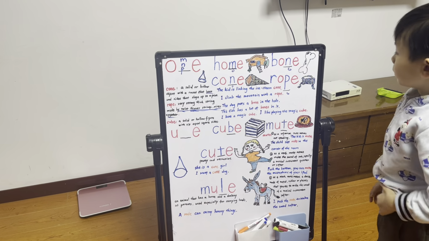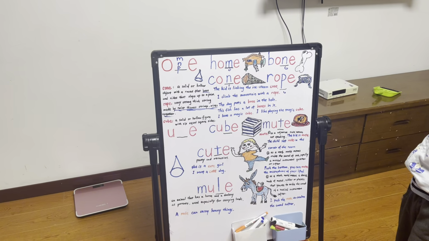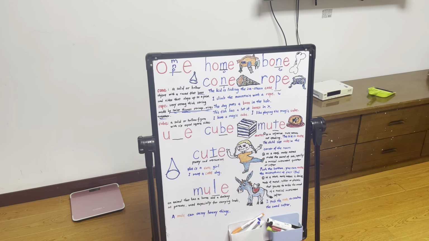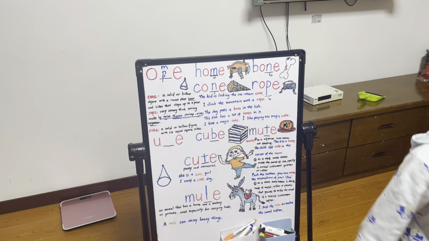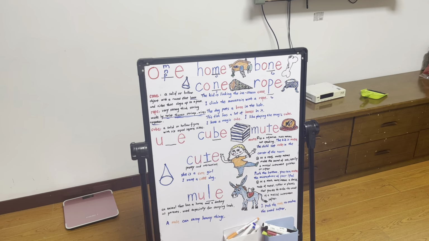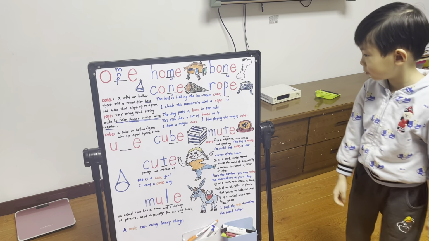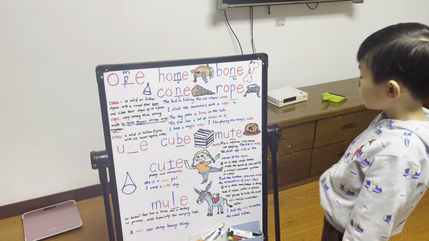Okay, how do you say R-O-P-E? Rope. Rope. Okay. Make a sentence. Just say mountain. You can climb the mountain with a rope. Yes, you can climb a mountain with a rope. Very good.